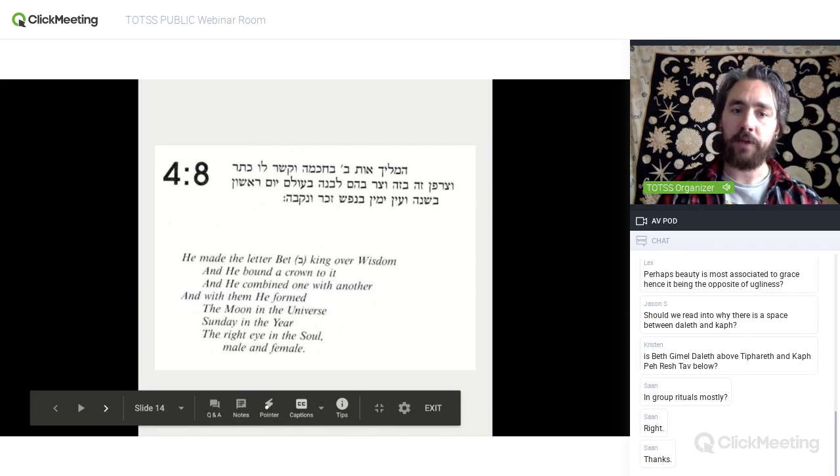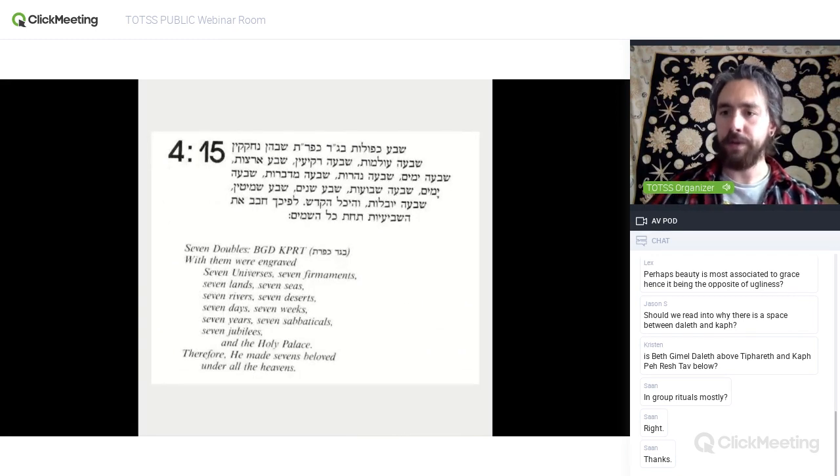We're going to skip verses nineteen through twenty-four, which just go through the next six letters and spell out the correspondences in the same way. I'm just going to do the last two verses of Sefer Yetzirah, and then we can dig into the way that we do the correspondences. All right, seven doubles: Beth, Gimel, Daleth, Kaf, Pe, Resh, Tav. With them were engraved seven universes, seven firmaments, seven lands, seven seas, seven rivers, seven deserts, seven days, seven weeks, seven years, seven sabbaticals, seven jubilees in the holy palace. Therefore, he made sevens beloved under all the heavens.